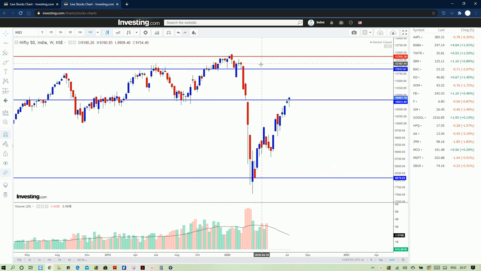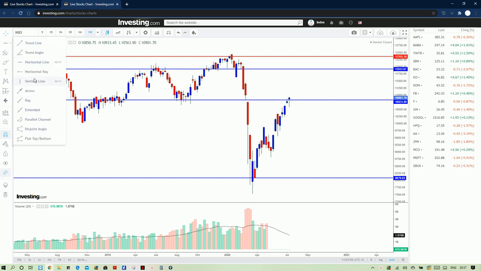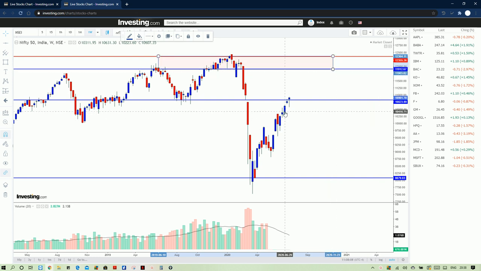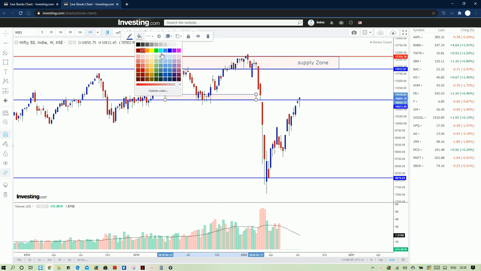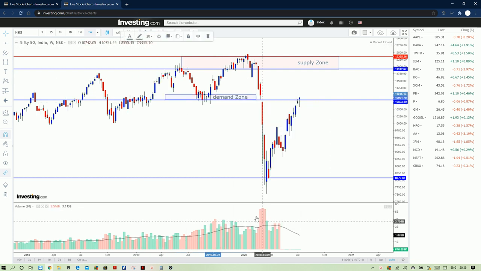So now we need to identify the zones. If you identify the zone, this zone is called the distribution zone, the supply zone. Now we need to identify the demand zone here. So the demand zone is somewhere here. Accumulation happened here at this particular point. So that zone is called the demand zone.